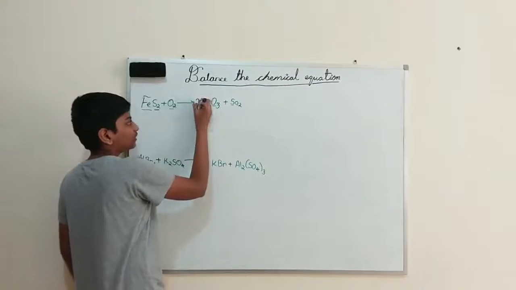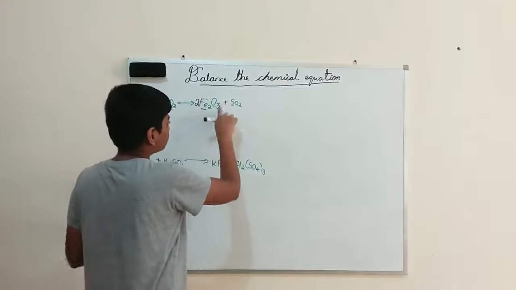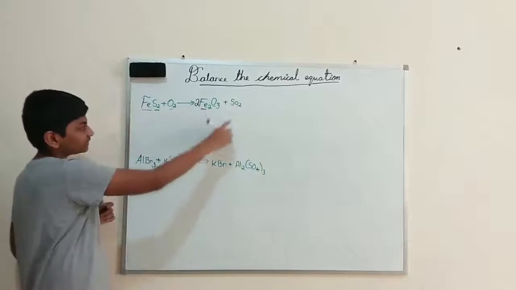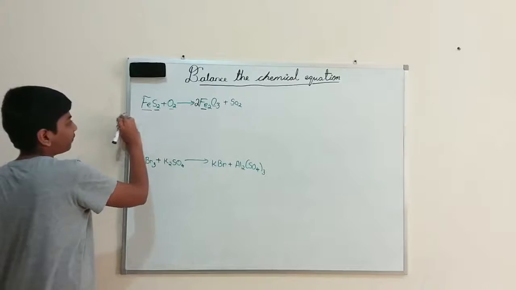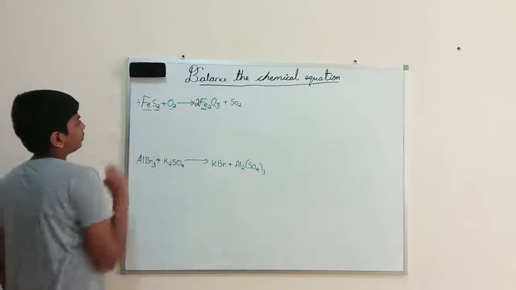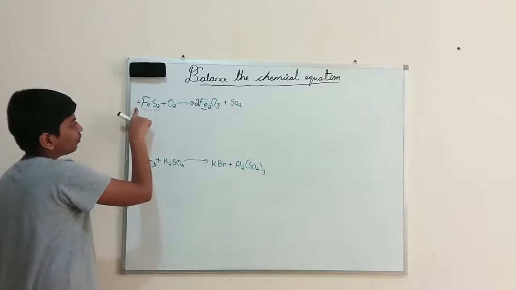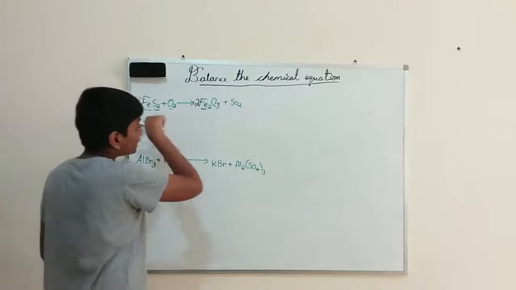So I'll add 2 over here. Okay, so it will become 6. Yeah, right? So 6 plus 2, I'll get it as 8. Okay, so here I should have 4, so I should add 4 here also. So what it becomes? It becomes 4 Fe and 8 S2.